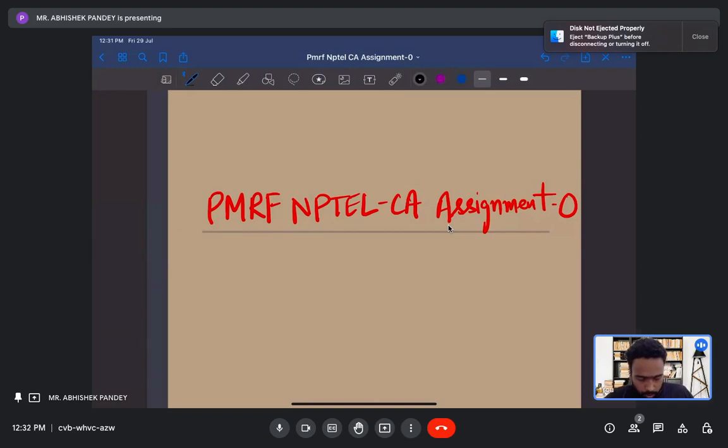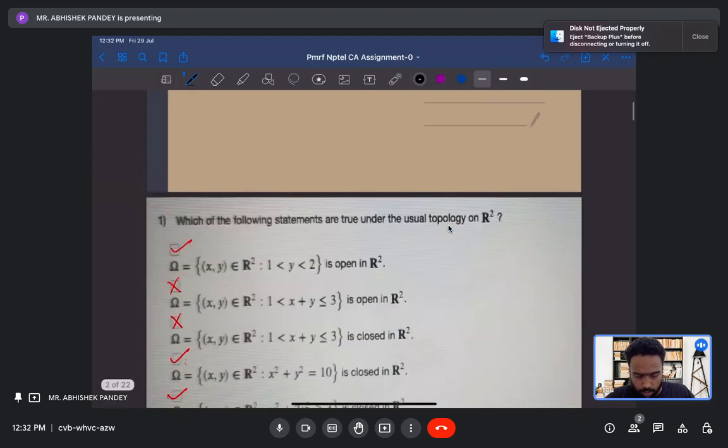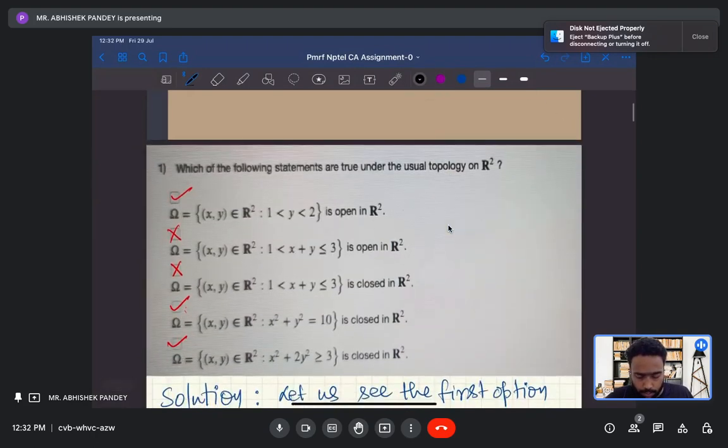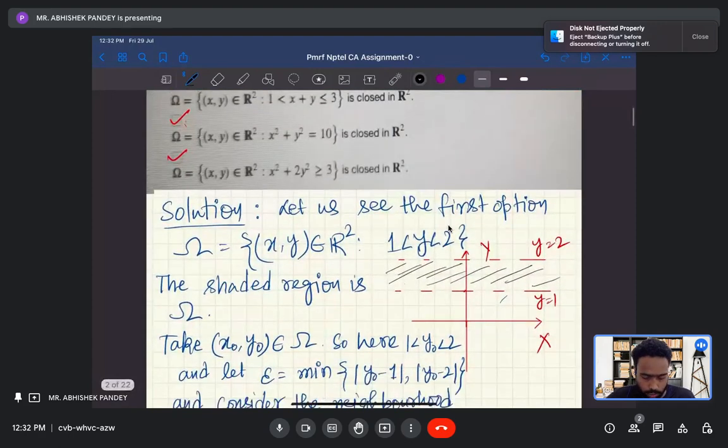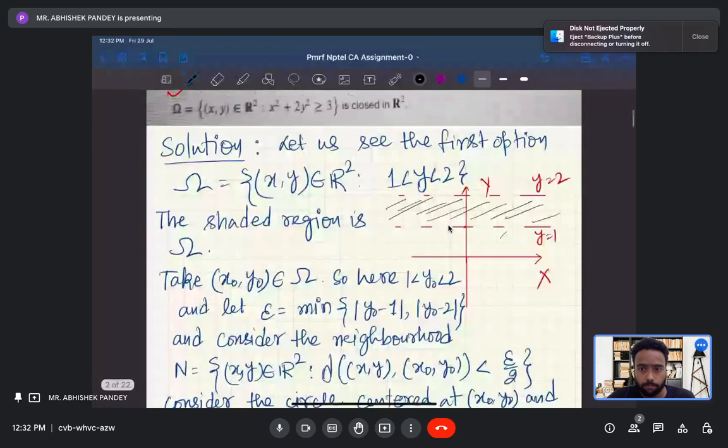So let us start. Let us look at the first question. It is asking which of the following statements are true under the usual topology in R2. The given domain in the first option is the set of (x, y) belonging to R2 such that y is greater than 1 and less than 2. We need to check whether it is open in R2 or not. This shaded region is the set omega.